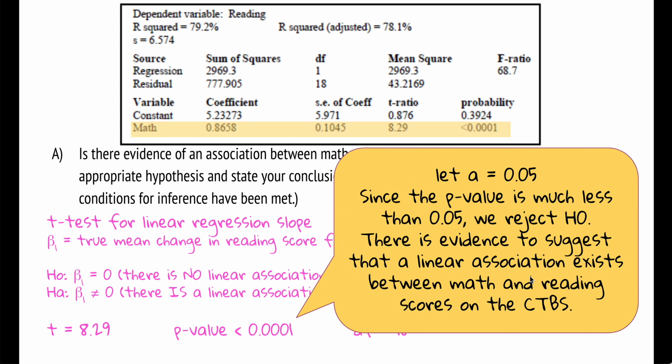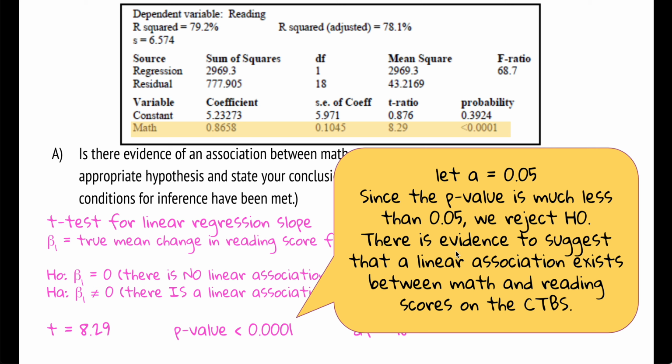Which means that we have evidence. There is evidence of our alternate hypothesis, that there is a linear association between math and reading score on the CTBS. Now, you could also say there is evidence that the slope, true mean change in reading score for each 1 unit increase in math score, is not 0. That would also be appropriate.